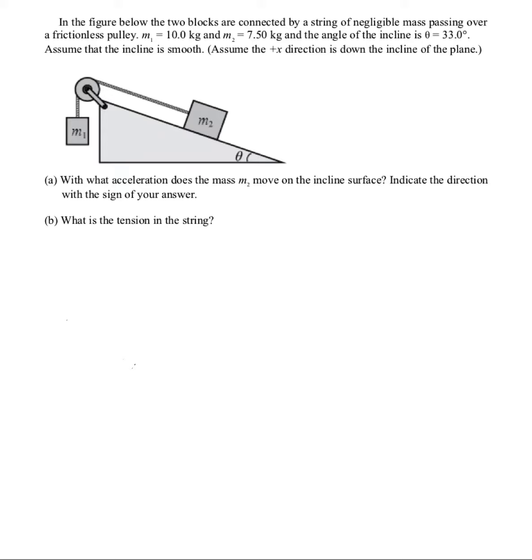This is going to be a system that's accelerating on a ramp, so it's not in equilibrium. We've got a string of negligible mass passing over a frictionless pulley. M1 is 10 kilograms and M2 is 7.5 kilograms. The angle of the ramp is 33 degrees. This is a smooth incline, so there won't be any friction involved at all in the problem. And it also tells us to let down the ramp be the positive x direction.